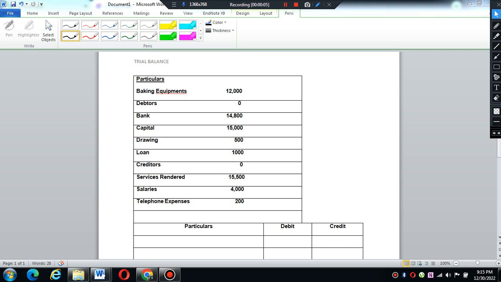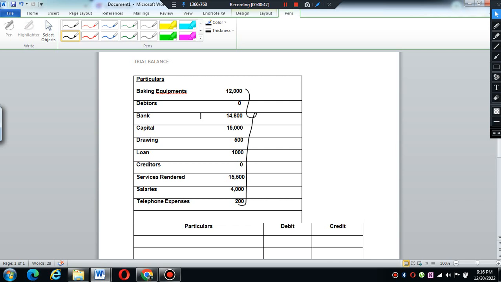See students, this is a question and some particulars are given and we have to prepare the trial balance. So to prepare the trial balance, we need to understand some basic things that I am giving to your knowledge. First of all, it is the question that is given here and we will try to find out what are the transactions here. These are the transactions, starting from baking equipments, debtors, bank, capital, drawing, loan, creditors, service rendered, salaries, telephone expenses.